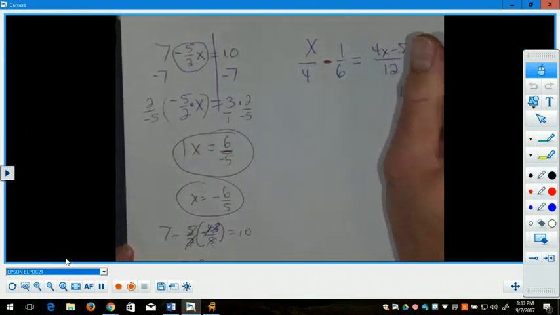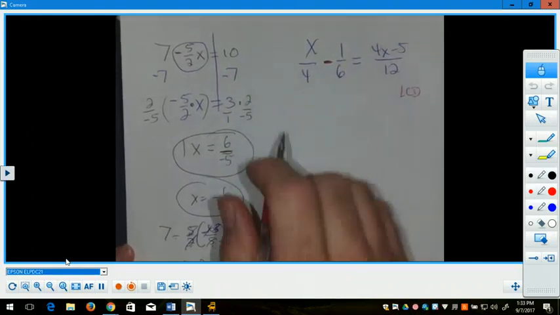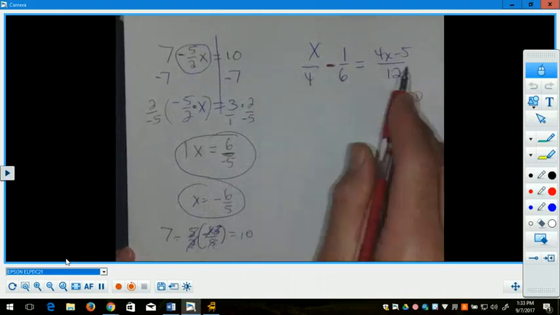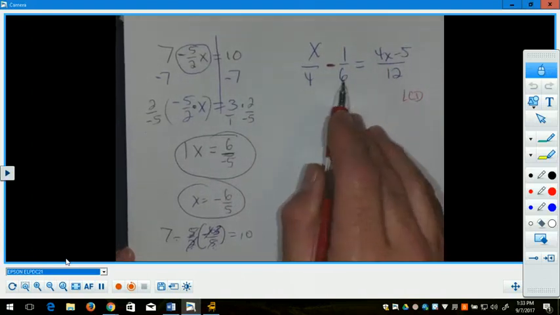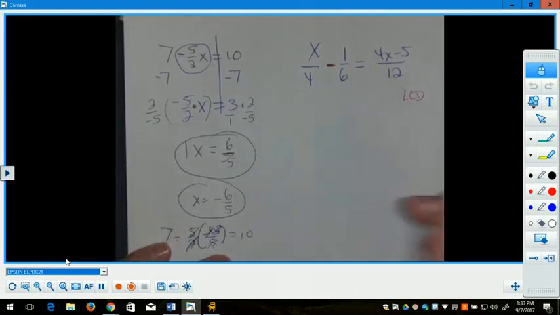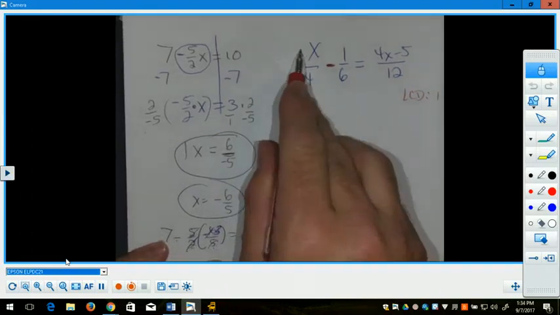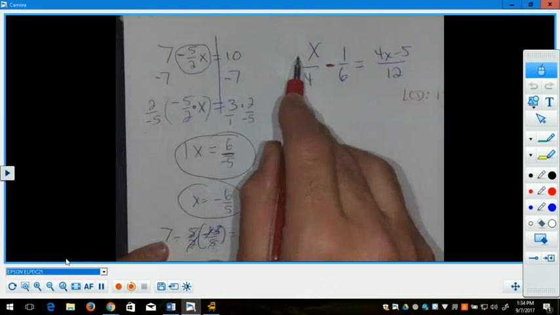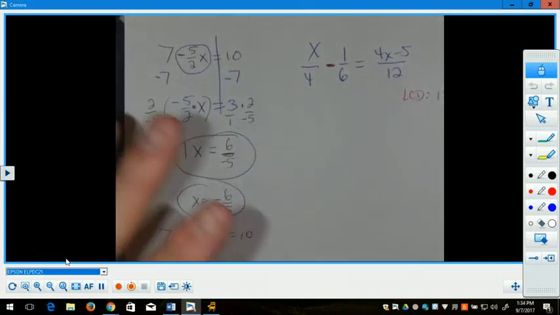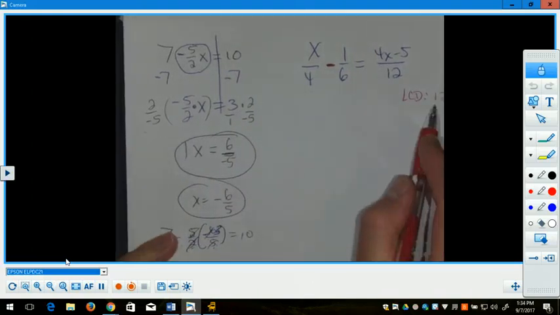The least common denominator of those three fractions is 12, because one of the multiples of 4 is 12, and one of the multiples of 6 is 12. So the lowest common denominator will be 12. Now, rather than convert these and say, multiply this by 3 so I can have 3x over 12, I don't want to convert them. I want to eliminate the denominators.